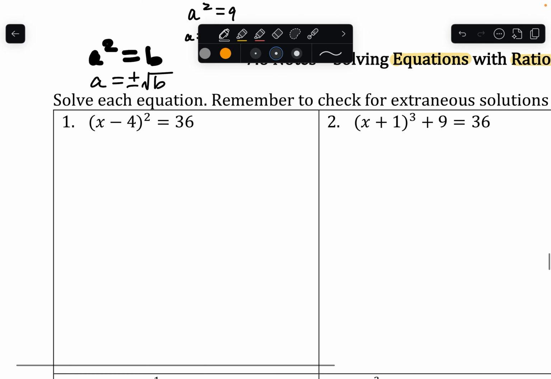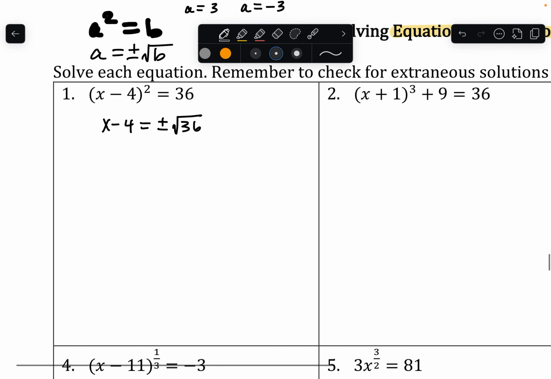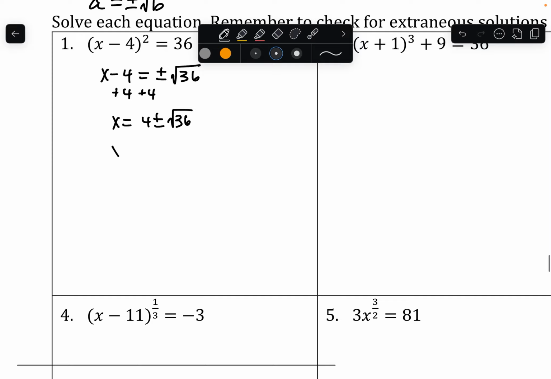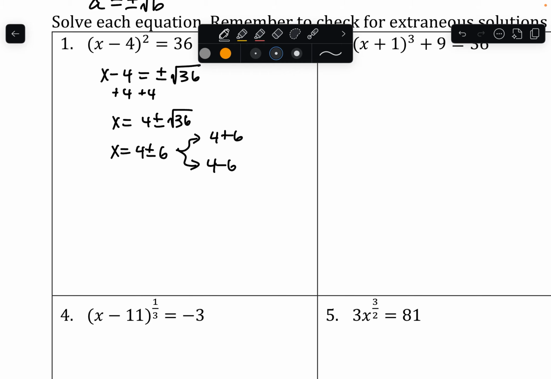Okay, and so using that property, this means x minus 4 equals the positive negative square root of 36. Okay, and then I like to go ahead and add the 4 to both sides and put it before the plus or minus because we're going to break it into two cases. And so we know the square root of 36 is 6. And so that means one option is 4 plus 6. The other option is 4 minus 6. So 4 plus 6 is 10. And 4 minus 6 is -2. And so your two solutions are 10 and -2.